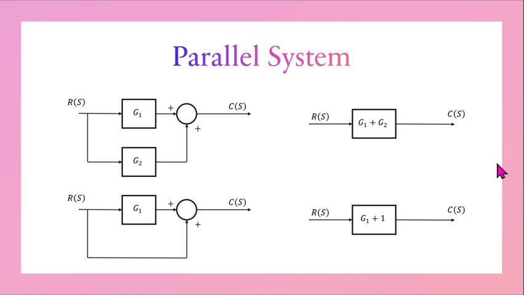For parallel systems, summation will do. When two or more blocks receive the same input and their outputs are combined at a summing point, they are considered to be parallel. To reduce a parallel connection, we simply add or subtract the transfer functions depending on the sign at the summing junction. So here, if we have G1 and G2 connected in parallel with positive signs, then the equivalent transfer function will be G1 plus G2. And if one of them is subtracted at the summing point, then it will be G1 minus G2.